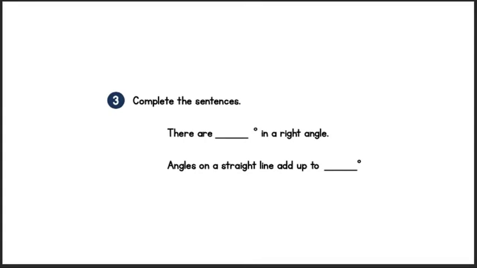Question number 3, complete the sentences. There are something degrees in a right angle, and angles in a straight line add up to something. For this question, you just need to know these facts. So you should know that there are 90 degrees in a right angle, and angles in a straight line add up to 180 degrees. If you don't know these facts already, you need to learn them the same way that you need to know that a full turn is 360 degrees.